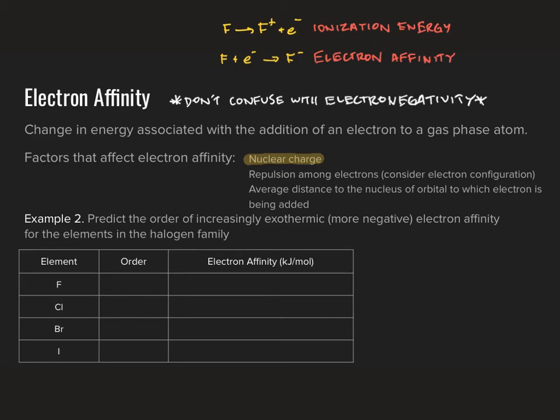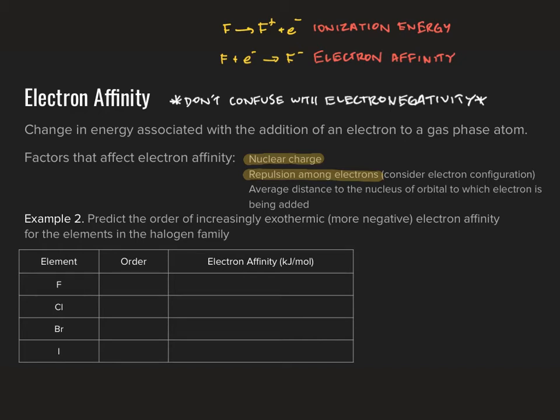The larger the nuclear charge, the stronger the attractive force acting upon that electron, and therefore the larger the change in energy we would expect to see as we add the electron to the atom. On the opposite side, there's also repulsion amongst the electrons. The nucleus is attracting the new electron being added, but the electron cloud itself is repelling those electrons. So when thinking about electron affinity, it's very important to consider the electron configuration of the atom you're dealing with to see how that's going to affect your result.